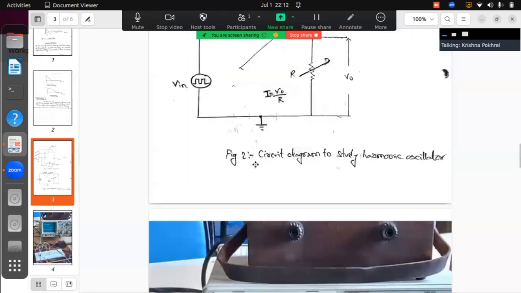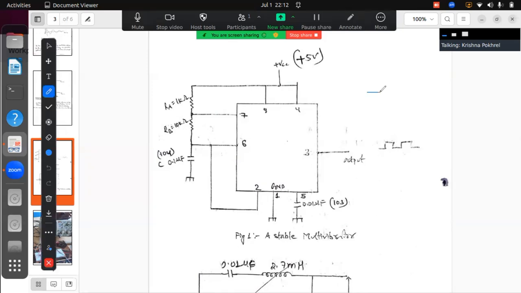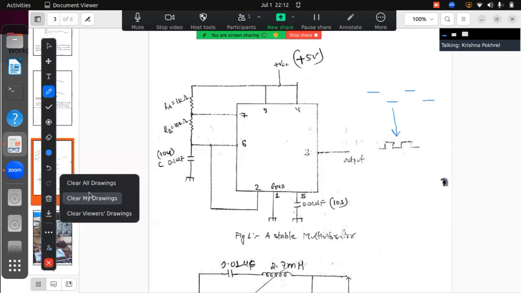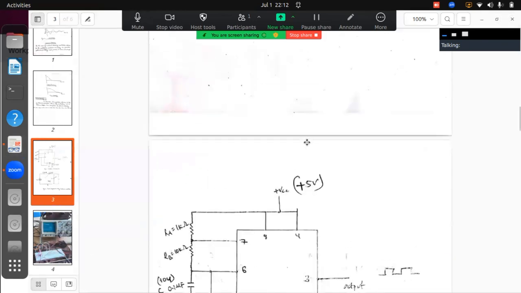These are the simple concepts about the legs of the IC. From pin 3 we will get a square type of wave. The wave will not be exactly like this, but it will be in a square form, and if we join it, it will form this type. So this is a square type of wave.